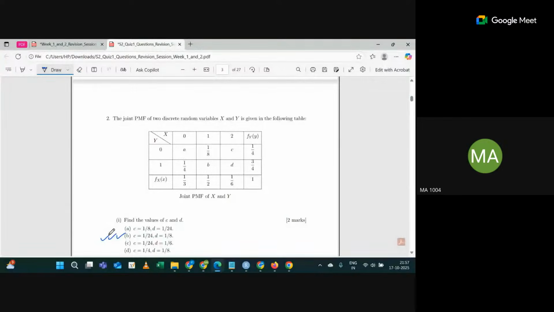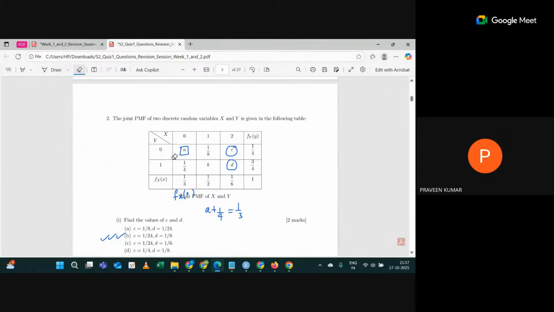First of all, to know the value of C and D, we need to know the value of A. I can easily find out the value of A. How? If you see this column, this gives the f(x) 0, and this is the summation. A plus 1 by 4 is nothing but 1 by 3. Would you agree with me? Right. So from here, what is the value of A? I can get 1 by 3 minus 1 by 4, which is nothing but 1 by 12. So this is 1 by 12.